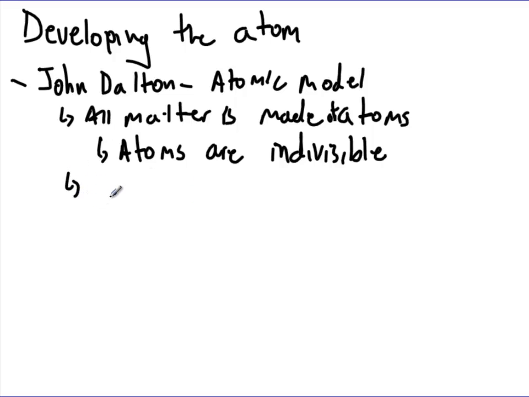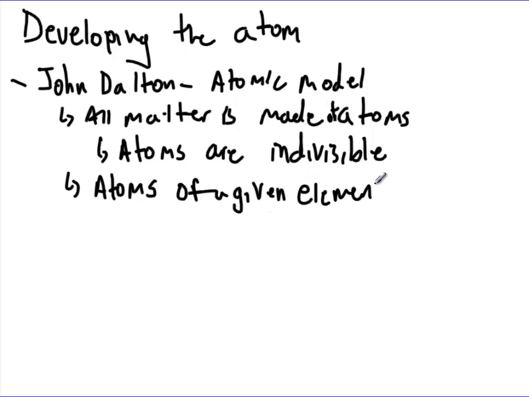Another main point from Dalton's theory is that atoms of a given element, so like if we pick one, say lead, atoms of a given element are identical. Every single lead atom is just exactly like every other single lead atom. And this is Dalton's model of the atom. There's a few other points that he had and people could test. These are the main ones for us. All matter is made of atoms, atoms are indivisible, and atoms of a given element are identical.